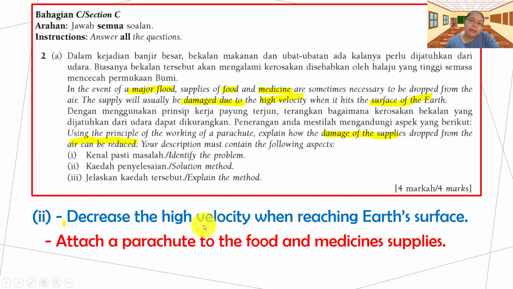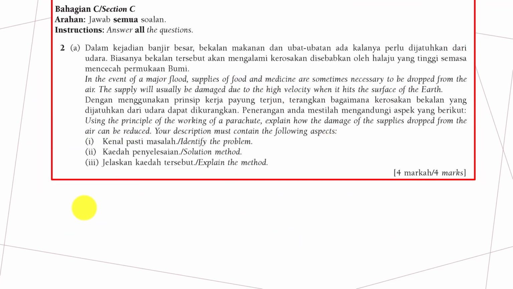How to answer the solution or method? Now you need to explain the method. Either you want to say about the height, or you want to say about the parachute. Okay, let's see the answer here. Now we go to answer the question number 3. Let's explain the method. We want to reduce the velocity of the food and also medicine when they just drop to the earth's surface.